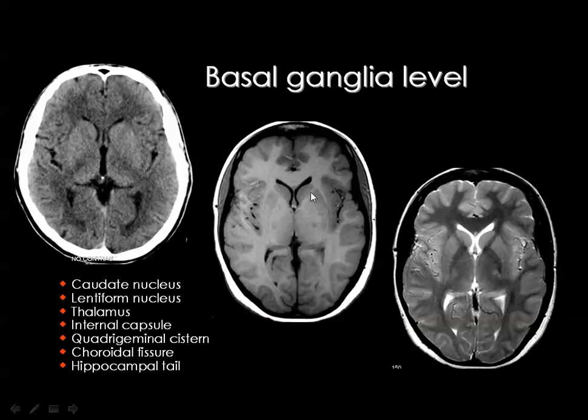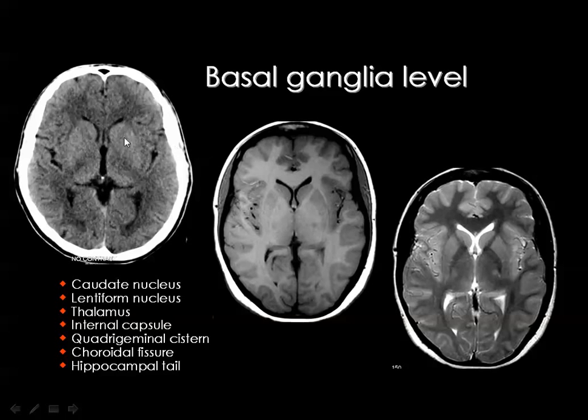Then lateral to it, you'll see this triangular configuration, which is the lentiform nucleus. Then on either side of the third ventricle, you will see the thalamus. This is the left thalamus, and this is the right thalamus. Here, this is the lentiform nucleus, and this is the thalamus. This is the third ventricle, occipital horn, and the frontal horn.